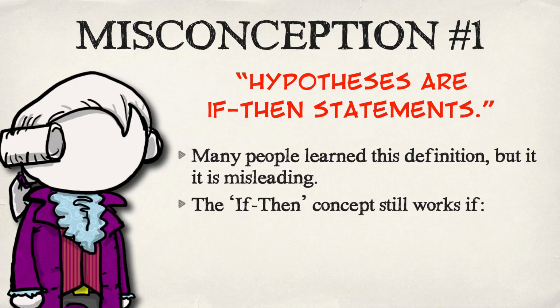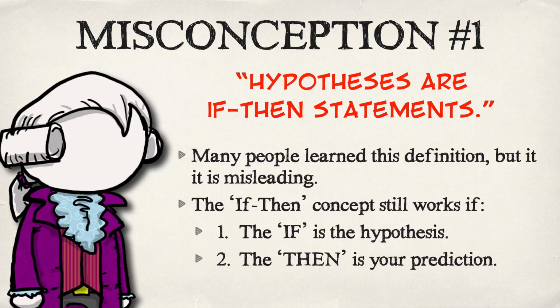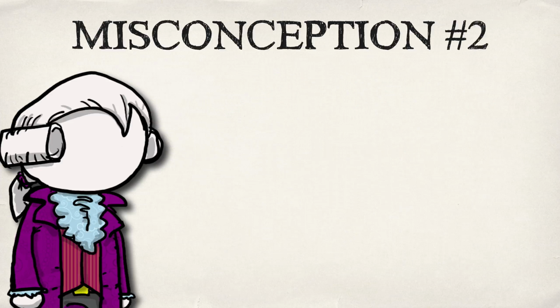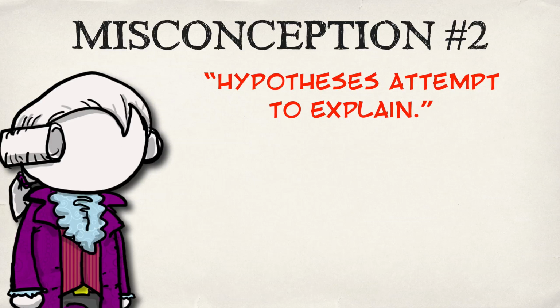Really, you want to start thinking about the hypothesis as the if of the if-then statement and your predictions as the then. So a good hypothesis might have a lot of thens. Then you could predict A, B, C, D, E off your testable answer, your hypothesis. So keep that in mind going forward. The if is the hypothesis and the then would be your predictions.